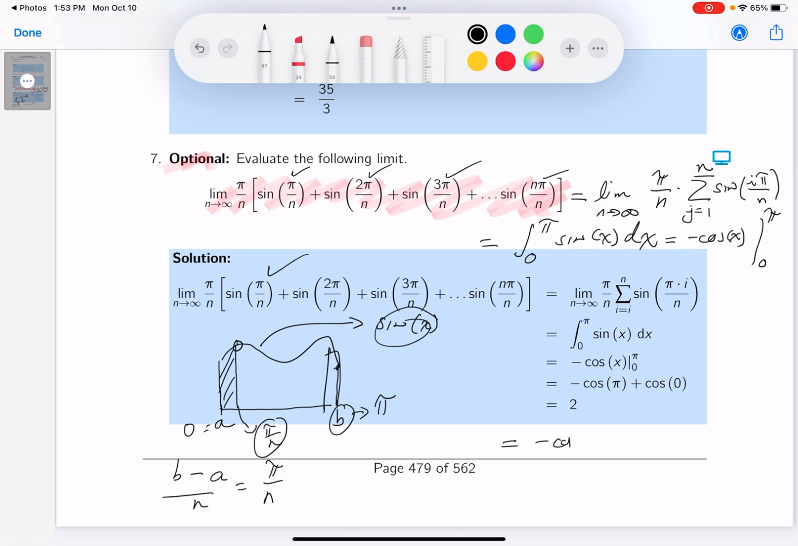So minus cosine of pi minus, well, it's going to be plus cosine of 0. Well, cosine of pi is actually minus 1, and minus times minus 1 is plus 1, and the cosine of 0 is 1, and 1 plus 1, of course, is just 2. Thank you.